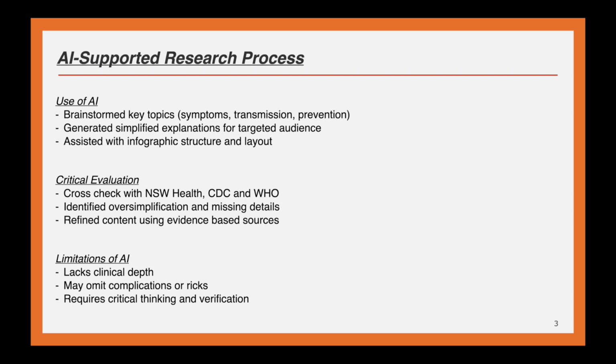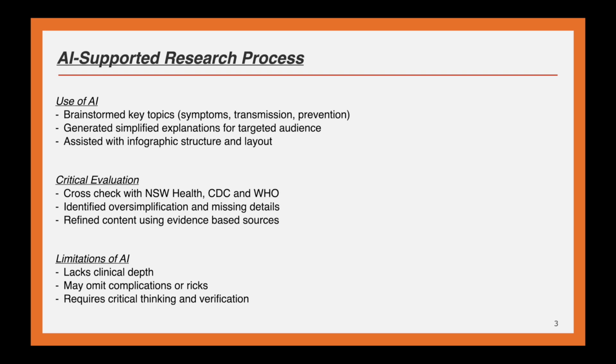AI-supported research process. Generative AI, specifically ChatGPT, was used in the early stages of this assessment to support brainstorming and content development. AI was used to identify key topics for the infographic, including symptoms, transmission, prevention, and treatment, as well as to generate simplified explanations appropriate for a school-aged audience.